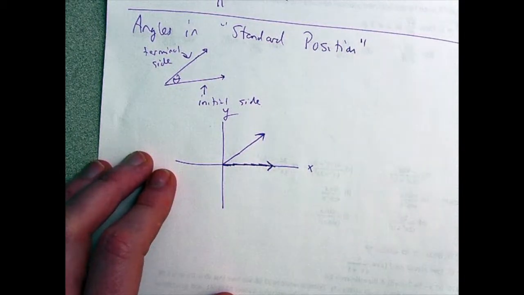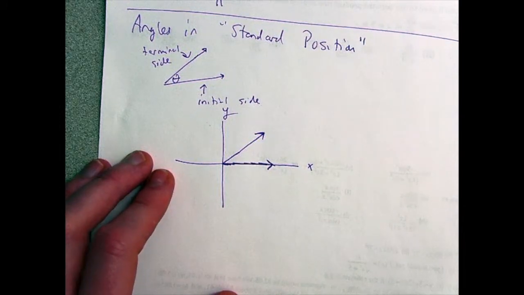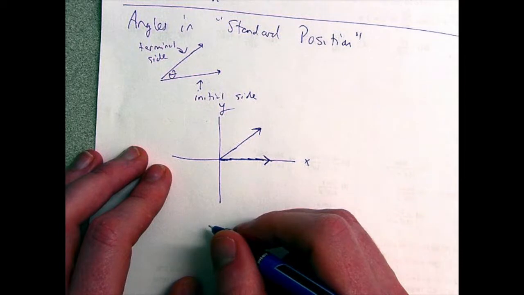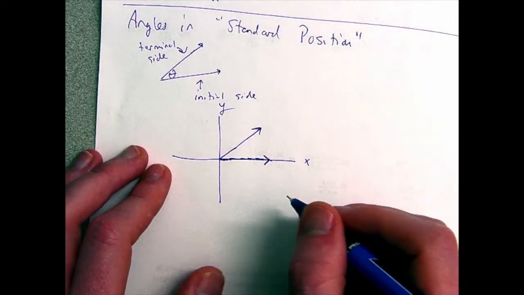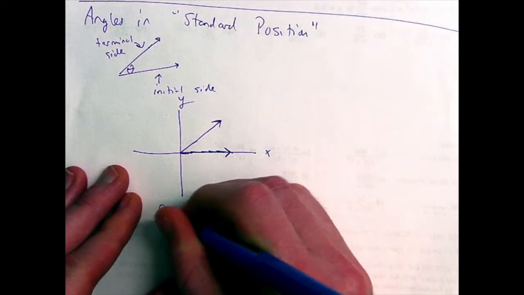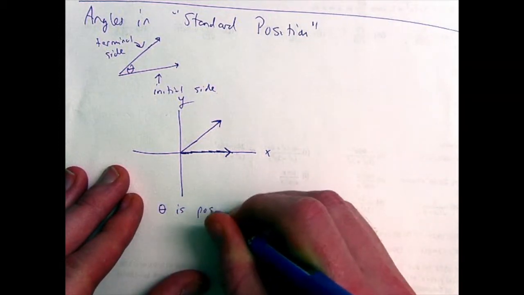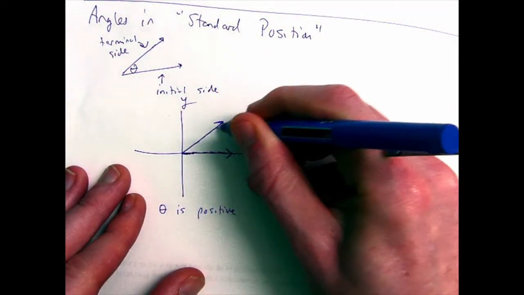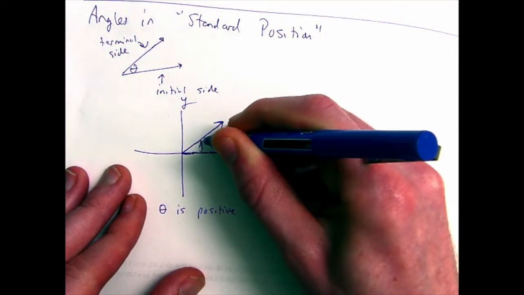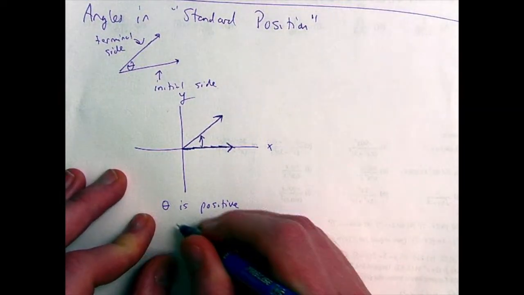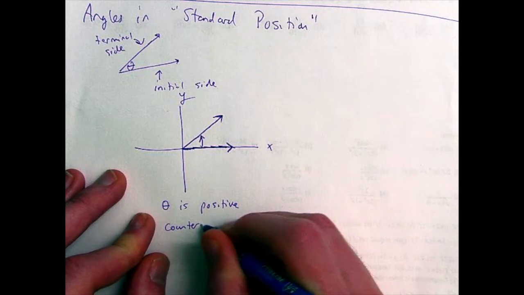I do have one comment to make. We will deal in this class with both positive and negative angles, and I have to explain what the difference is. If your angle theta is positive, then the convention is that your terminal side, this thing right here, opens in the counterclockwise direction. That's the direction opposite that a clock runs. So counterclockwise.